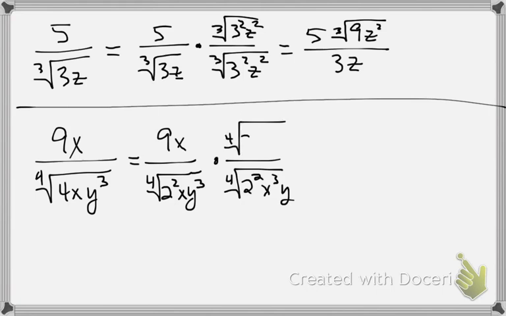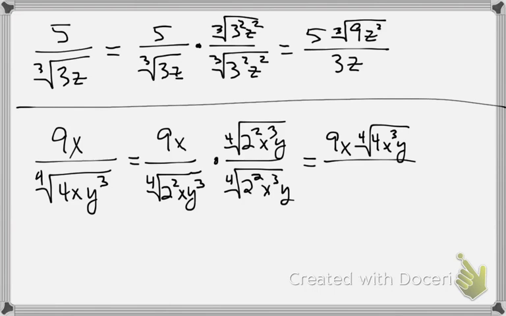What I do to the bottom, I got to do to the top. So that means I wind up with 9x times the 4th root of 4x cubed y. None of those are 4th powers, so nothing comes out, right? And what do I get on the bottom? 2xy. You guys agree? Am I done?